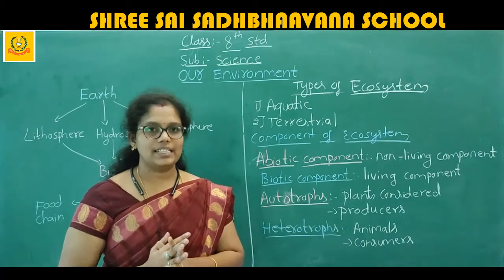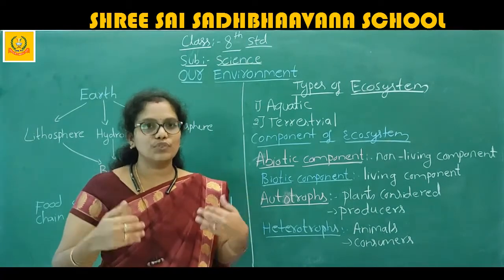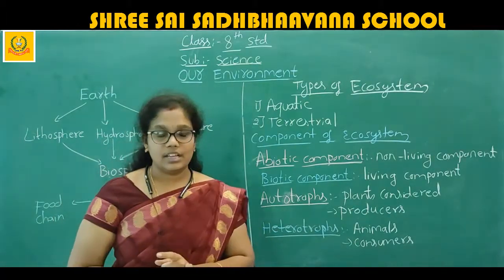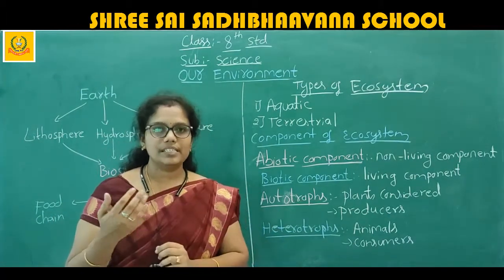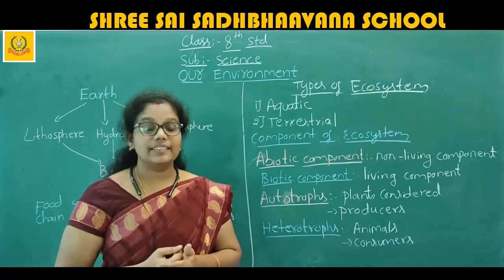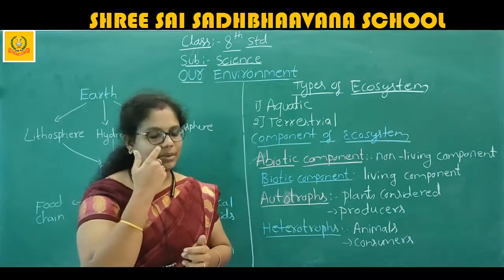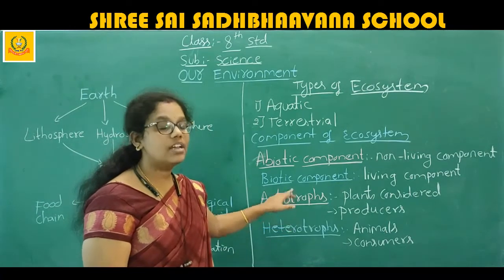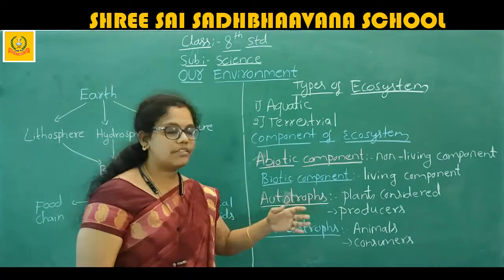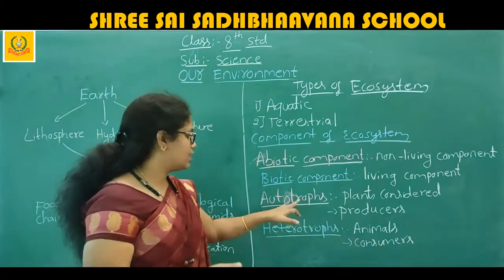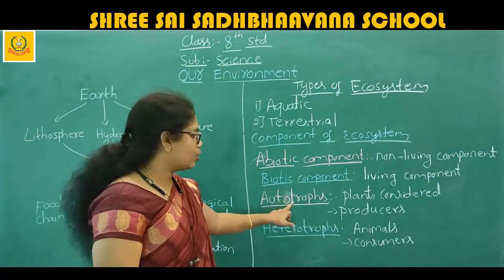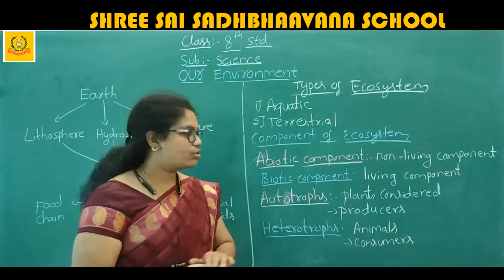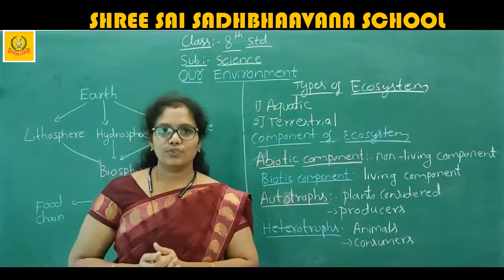Any living organism that depends on its own food, where the food is not taken from any other organisms, that type of organism or plant we call autotrophs. Any organism which depends upon its own food, we consider as autotrophs. Therefore, almost all plants are autotrophs, right? Almost all plants prepare their own food.